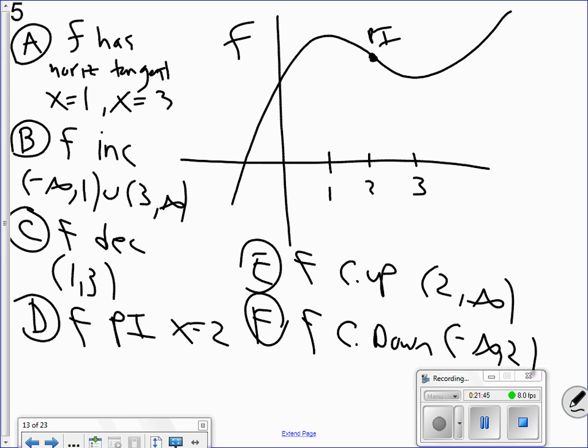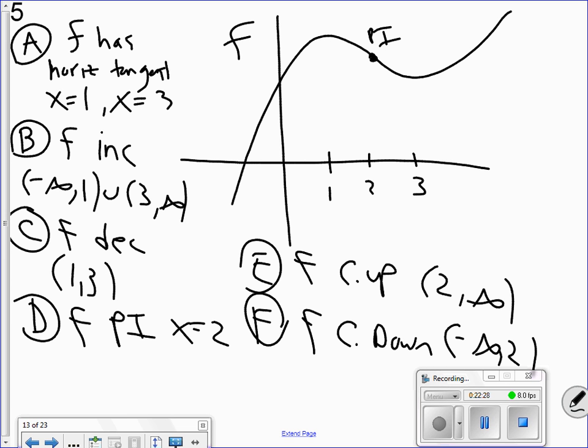For 5, you're given the function, and the first thing it says is, estimate where the first derivative is 0. You never look at the graph right away. You have to think, what does that mean about the function? What does the first derivative mean graphically? The slope of the tangent. So that's like saying, where is the slope of the tangent 0, or where does f have a horizontal tangent? Then you look at the graph. If you look at the graph, it's at 1 and 3.